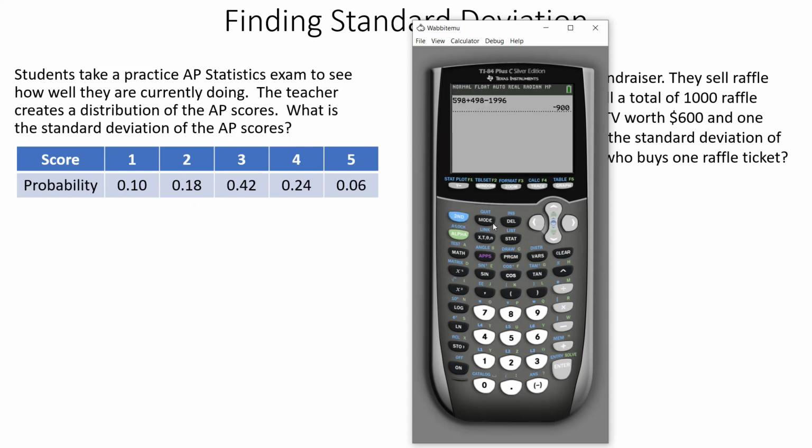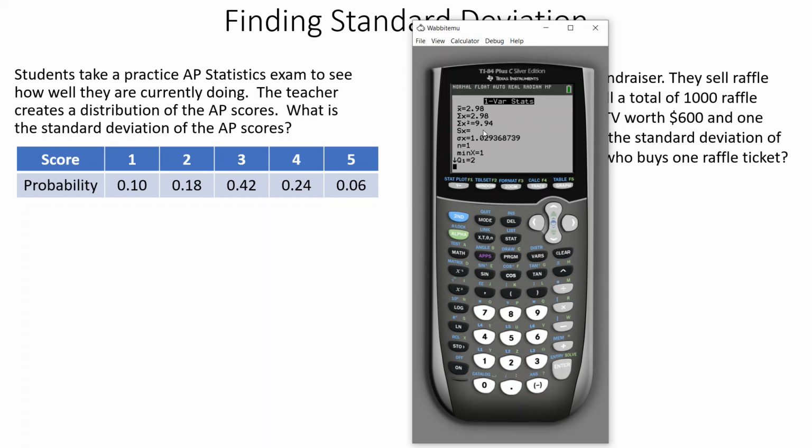So I'm going to leave that. I'm going to press Stat again, go to Calc, one variable stats. I'm going to put L1, L2, calculate, and notice, there's our mean, 2.98.